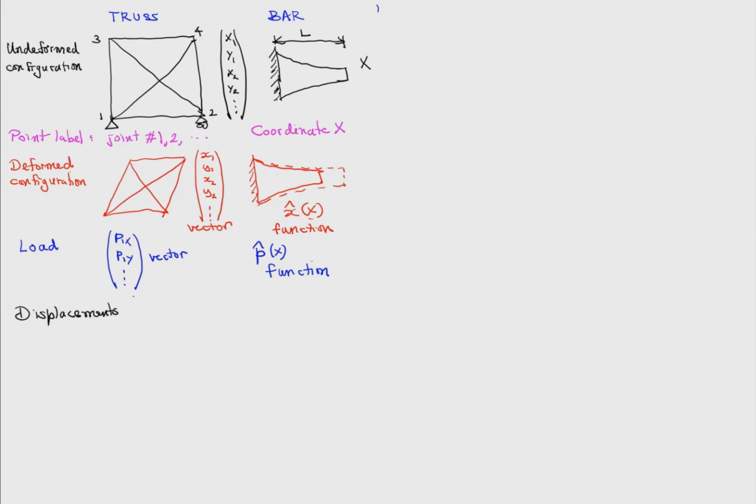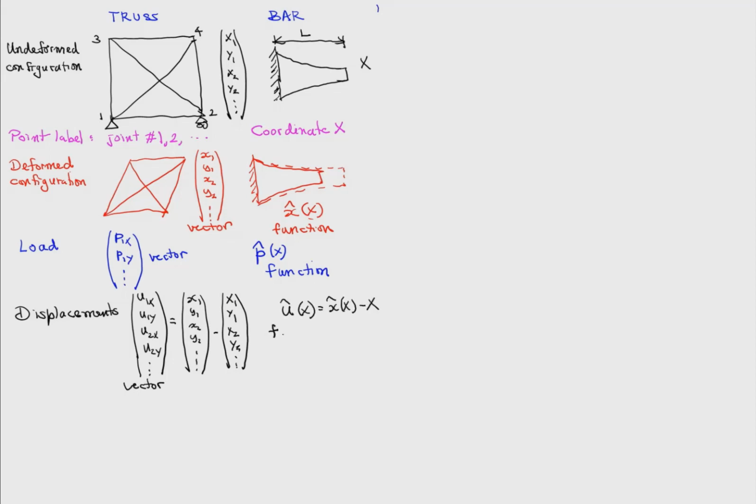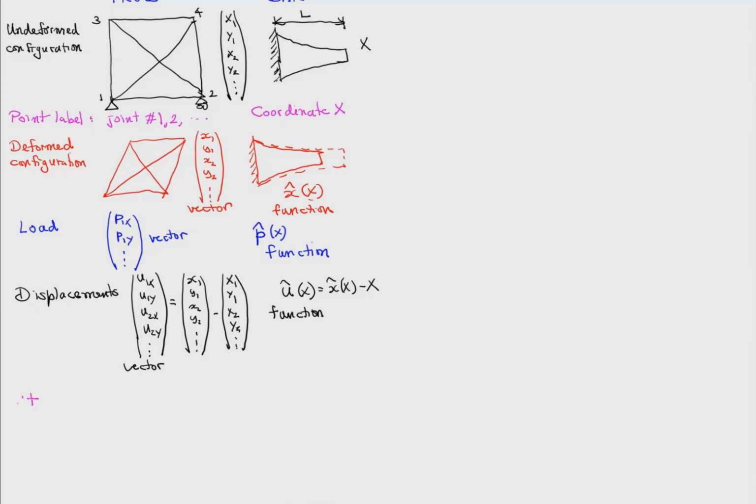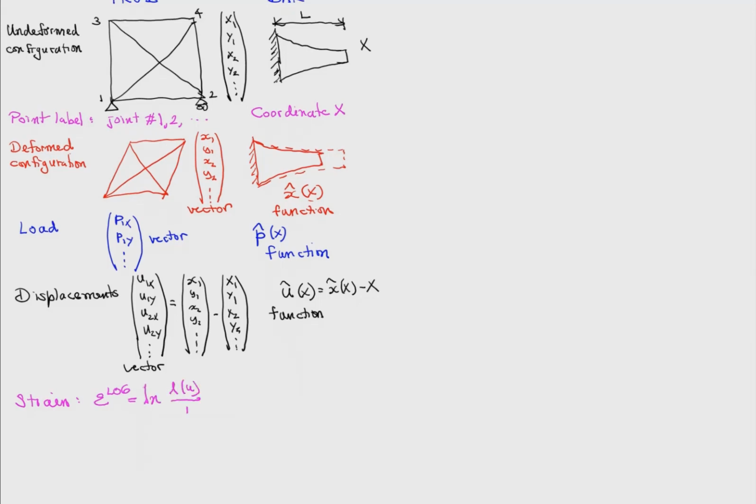Then the load is a vector for the truss, and the load again is a function for the bar. Displacements again are a vector for the truss, and displacements for the bar are a function which we'll call u hat of x, and that's little x hat of x minus uppercase X. Strain, if you recall, is the logarithm of little l over L.